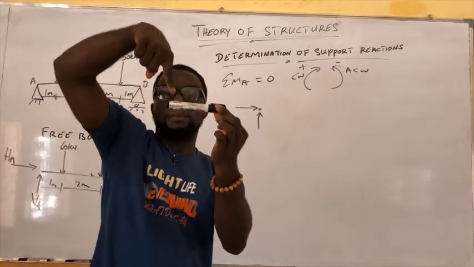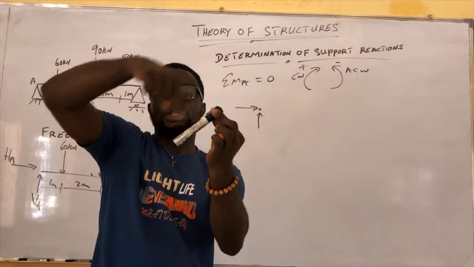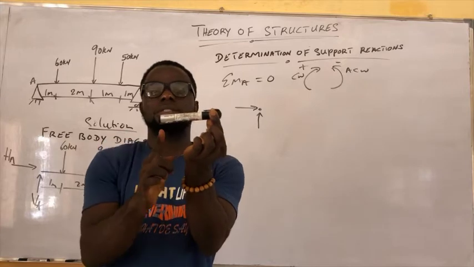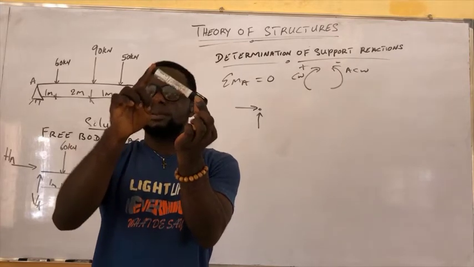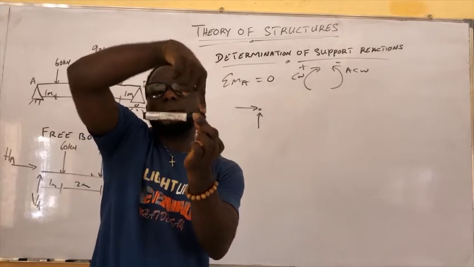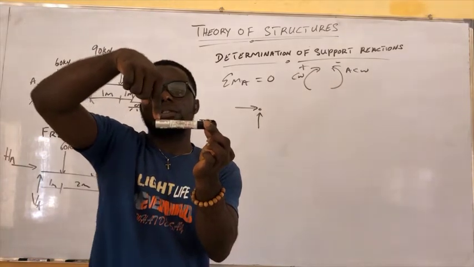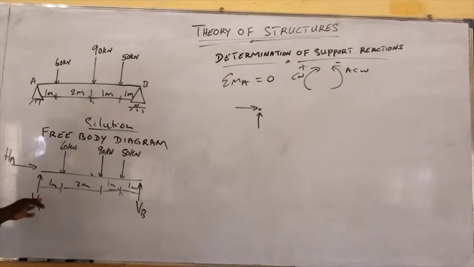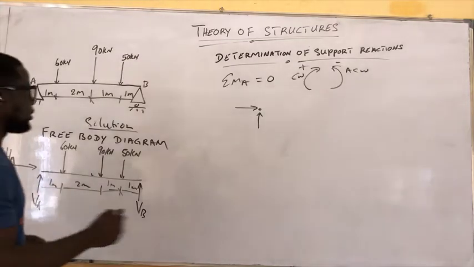This force here will cause a rotation at this point. Just watch my hand here. You see a rotation at this point, because it is loaded and has a perpendicular distance from here to here. Do you get that point? That is the reason why HA and VA will not be included, because they will not cause a rotation at this point.